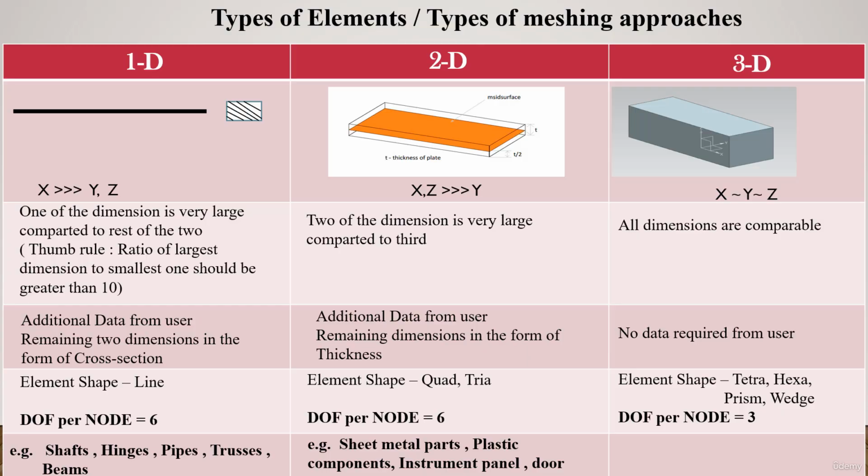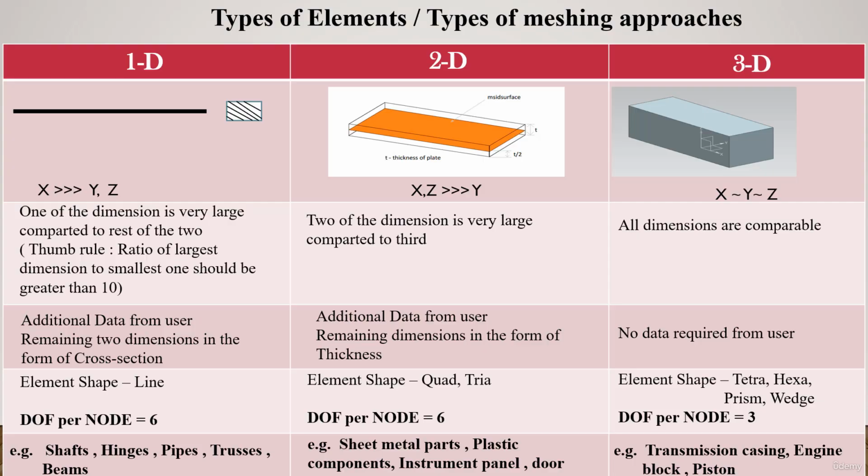Keep in mind the number of degrees of freedom per node available for the different types of elements. Not only will they ask you this question in the interview, but this question is also going to repeat frequently whenever we simulate or make connections between different types of components. The applications of 3D meshing are numerous, but the most common ones are transmission casings, engine block and piston.